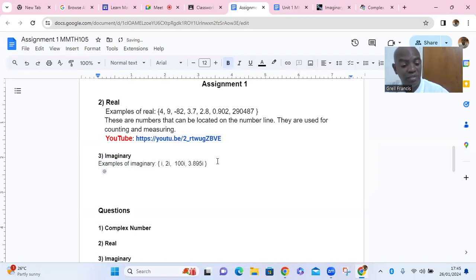Okay, and you can simply say an imaginary number is the square root of a negative number. Okay, and you can add to it. And that should suffice.